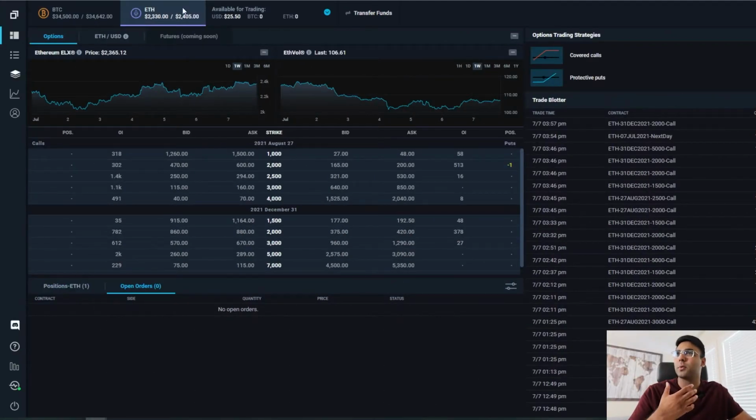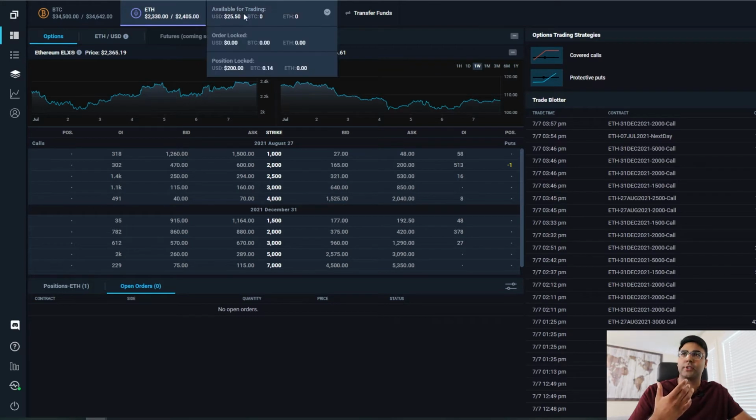So we got Bitcoin, we got Ethereum, basically available for trading. There's some USD, and there's some amount in terms of position locked. You got your USD, $200 worth. It was on min. I sold a put for Ethereum, which we're going to actually buy to close right now. And 0.14 in BTC is locked up on contracts that I've sold to open previously.